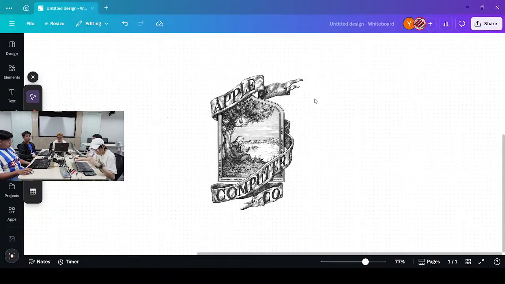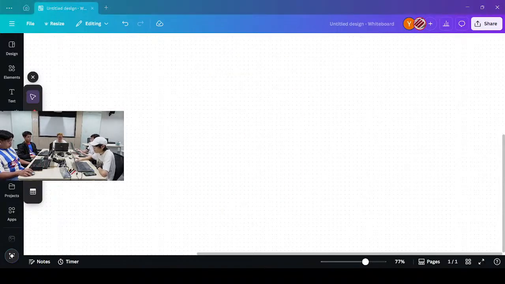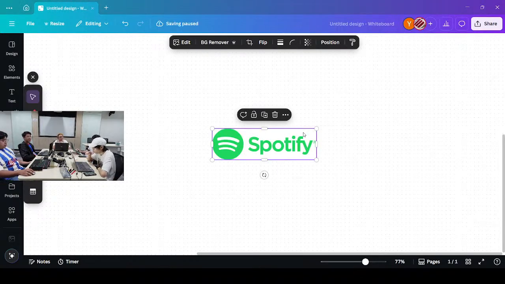Alright, now moving on. Relevance to the brand identity. This one, the Spotify logo. Oh, the green one. How is that relevant to the brand? Apple Music, Spotify, Amazon Music. We focus on Spotify first.